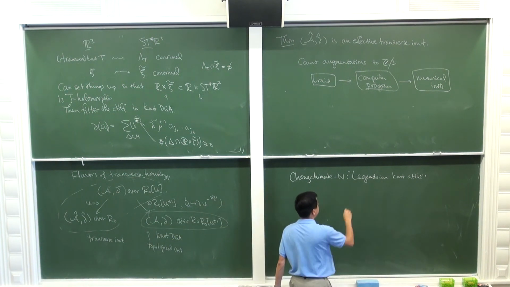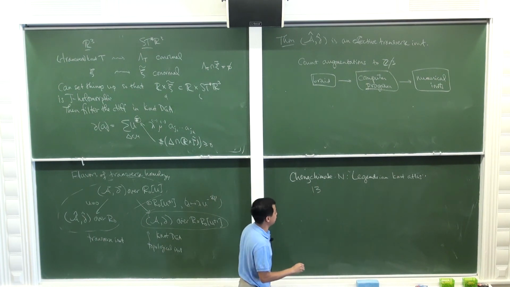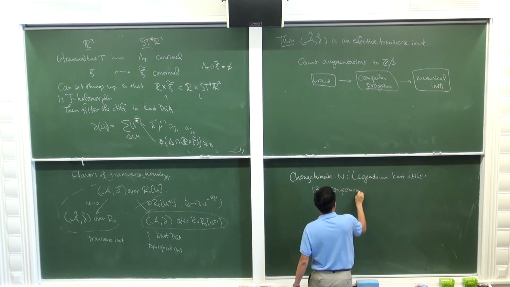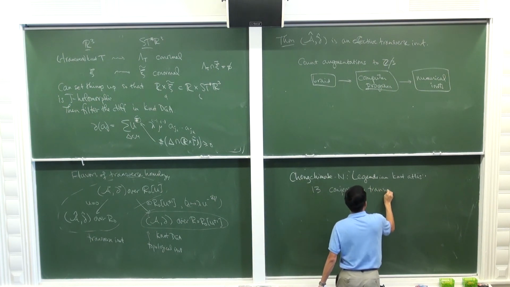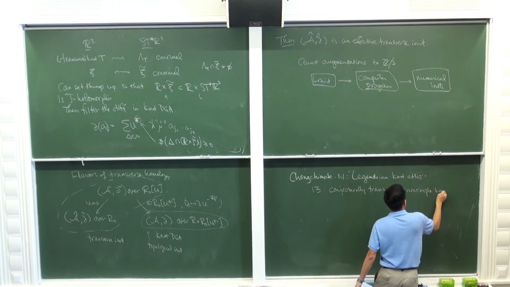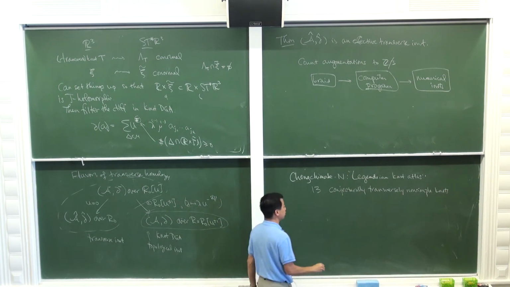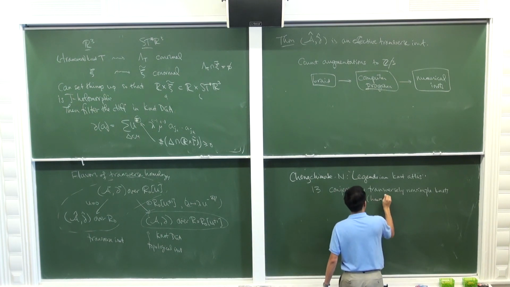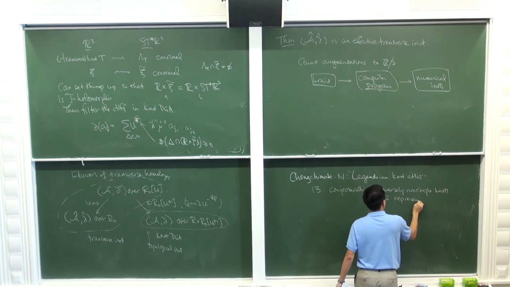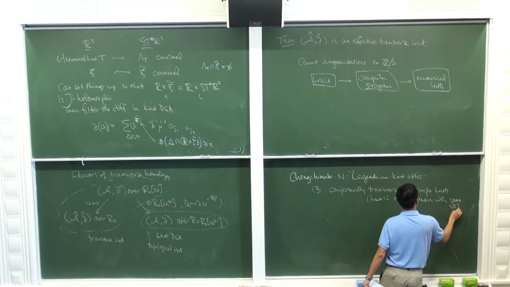And out of this, you can get all sorts of conjectures. In this particular case, out of the knot types that we conjecturally classified, there are 13 conjecturally transversely non-simple knots. So these are knots with at least 2 transverse representatives with the same self-linking number.